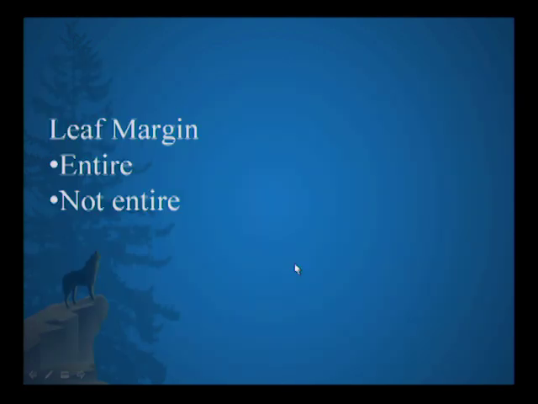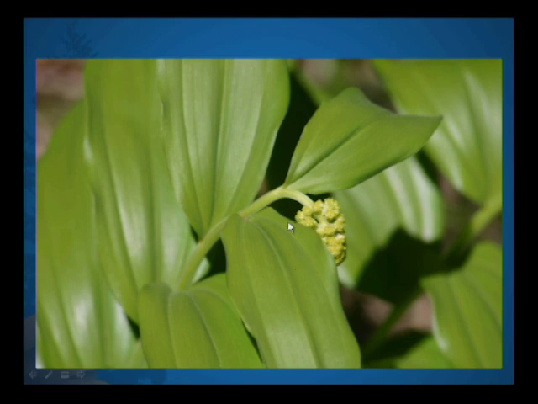Okay, so next, one other thing to look at would be the leaf margin. So the leaf margin would be the edge of the leaf, and an entire margin would be one that's smooth. So as you look at this example again, you can see that there are no tooth-like structures or anything. It's just a smooth edge, so we call that entire.